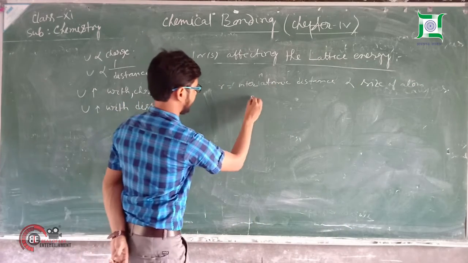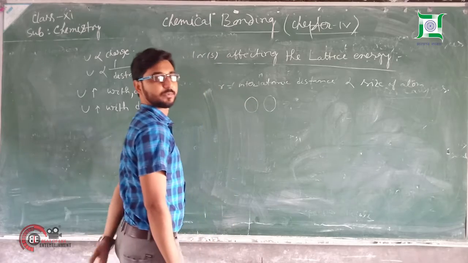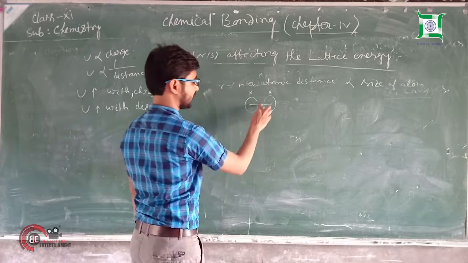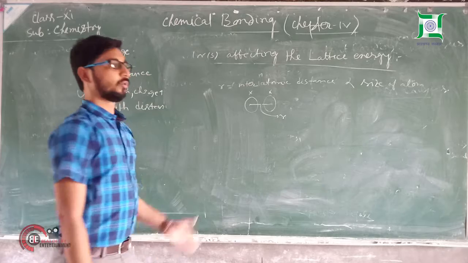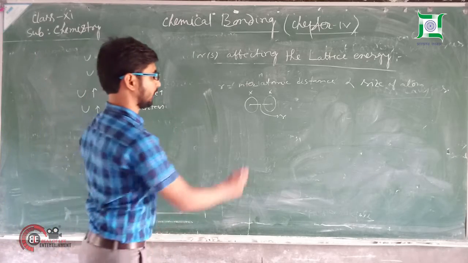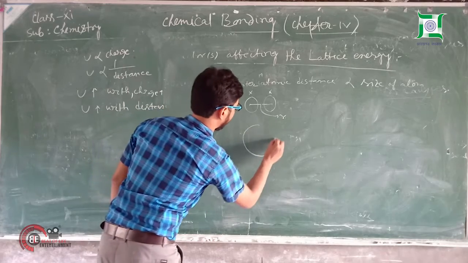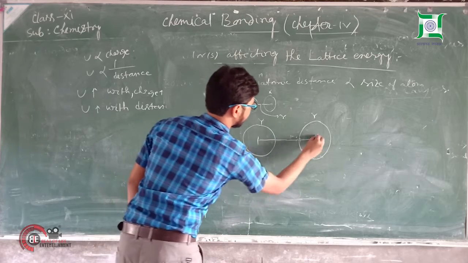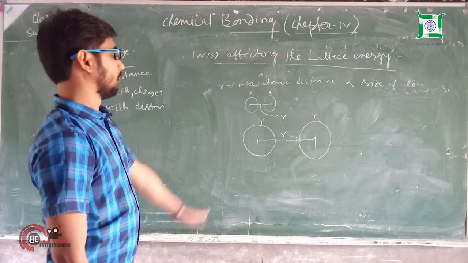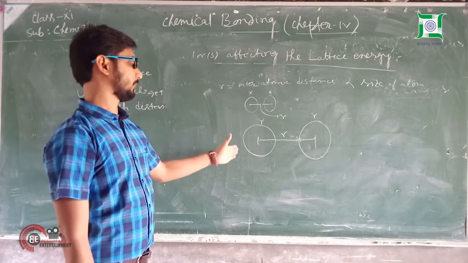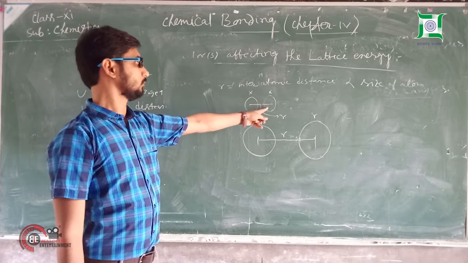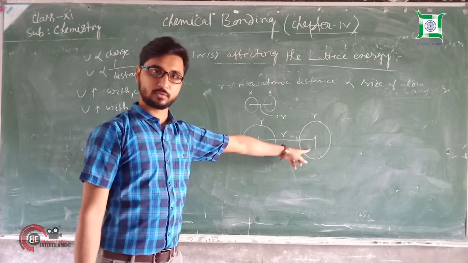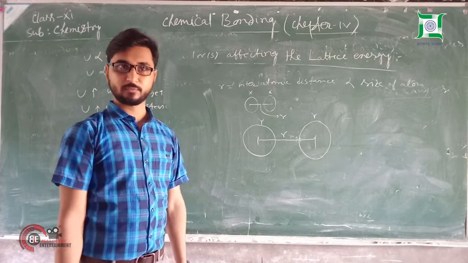For example, let us take two atoms, X and X. This is the interatomic distance, equal to r. With the increase in size of the atom, the interatomic distance also increases. Now let us take another atom with larger size, Y. This is also Y, and in that case this is the interatomic distance r. So from this diagram it is clear that smaller atoms have small internuclear distance, small interatomic distance, and larger atoms have larger interatomic distance.